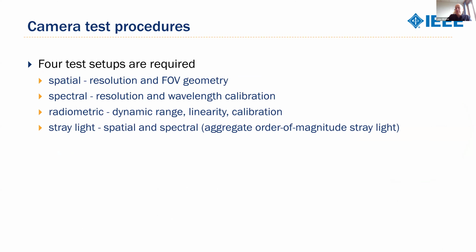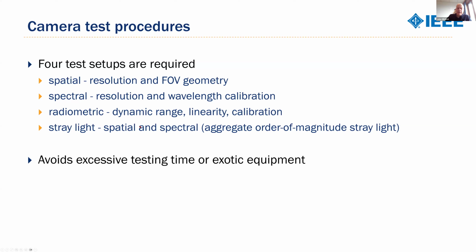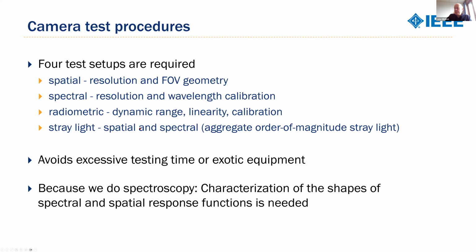To test cameras, we will need four test setups: spatial resolution and field of view, spectral resolution and wavelength calibration, radiometric calibration, and stray light. And these are actually conventional measurements that most players will be able to do already. But because we do spectroscopy, we need to add one element, and that is to characterize the shape of the spectral and spatial response functions.